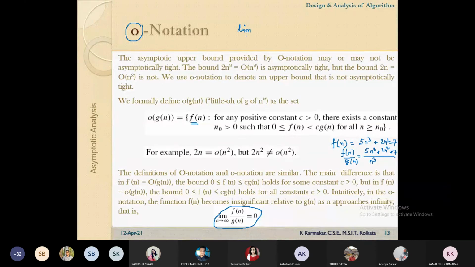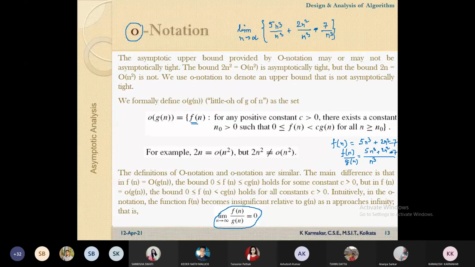Limit n tends to infinity. So 5n cube, I'm just splitting it: 5n cube by n cube plus 2n square by n cube plus 7 by n cube. Sorry, it's minus 7. I have made a mistake here. Here it was minus, here it will be minus. Okay.